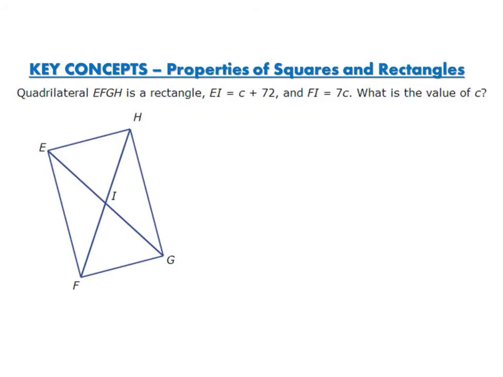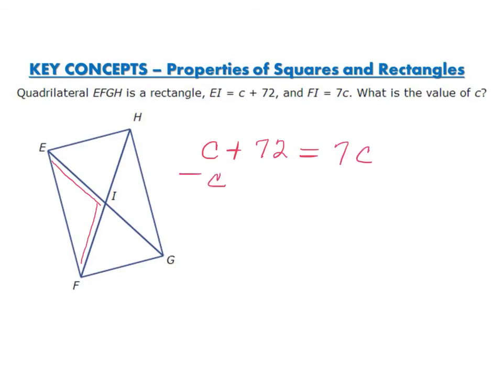Quadrilateral EFGH is a rectangle. The length of EI is C plus 72, and the length of FI is 7C. What is the value of C? Now here is EI, and this is FI, and I just told you that these two diagonals, when they cross, become 4 equal line segments. So these two are equal in length. So we're going to put C plus 72 equals 7C, and we're going to solve for C.